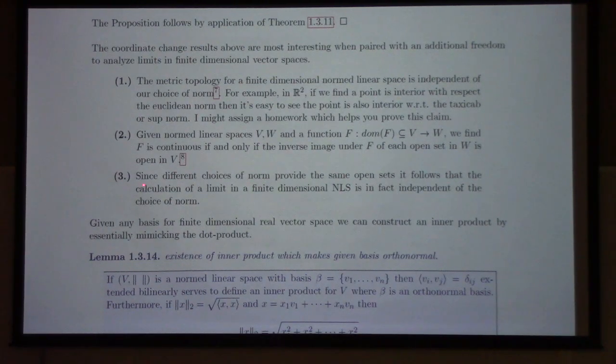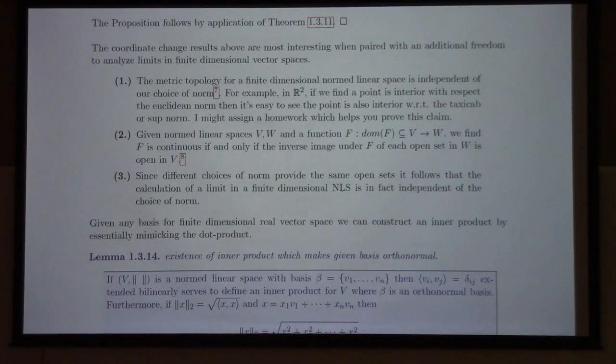Then here's point 3. Since different choices of norm provide the same open sets, it follows that the calculation of a limit in a finite dimensional normed linear space is in fact independent of the choice of norm. So what that means is I can take my problem, pick the norm that I like, calculate the limit, and then I can use my change of basis. I know that that limit's going to be the same as it would be if I used a different norm for that finite dimensional space.